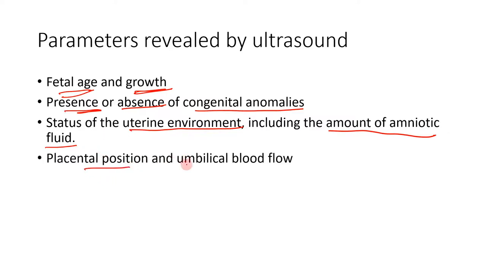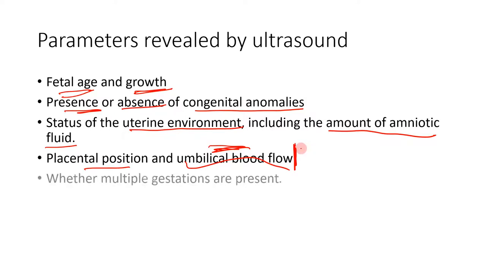Placental position and umbilical blood flow. The umbilical blood flow is very important, especially in near term. This may be very critical. For example, you have some disease which may affect the fetal growth to such an extent. The blood flow pattern in the umbilical cord, you know, umbilical cord contains two arteries and one vein. This blood flow pattern changes, subtle changes will determine whether we need to immediately terminate the pregnancy and go for a delivery or for a cesarean. So all these things, ultrasound is very, very important.